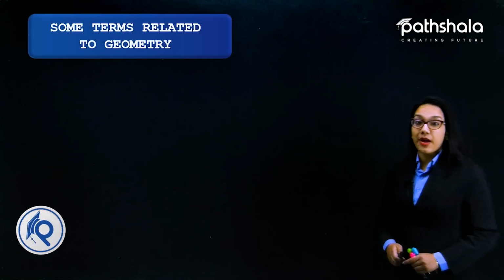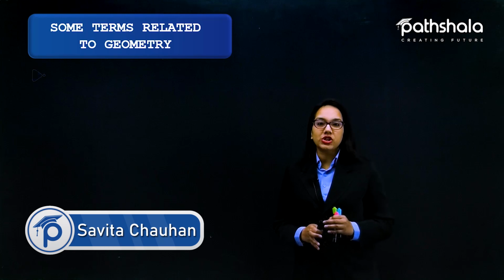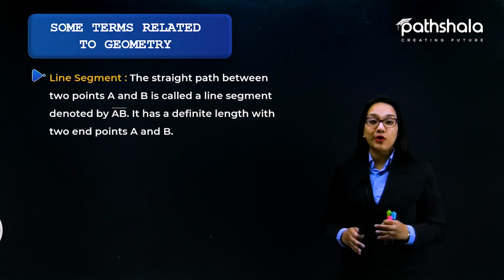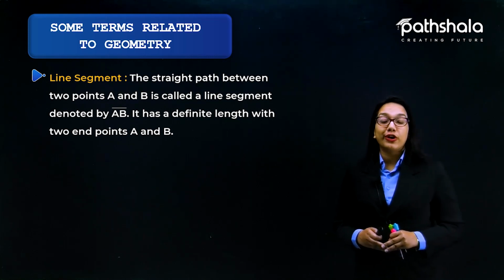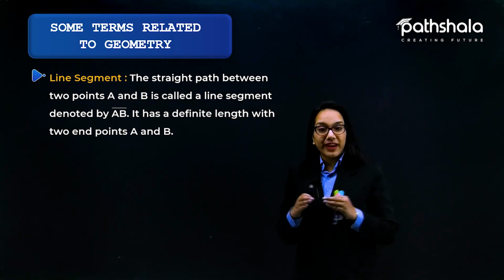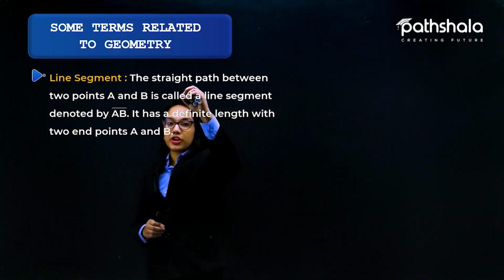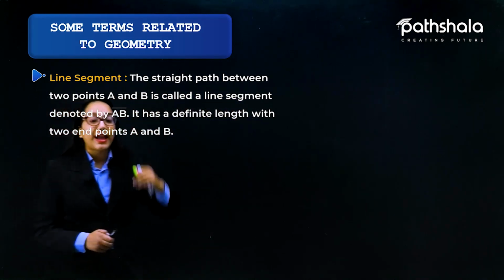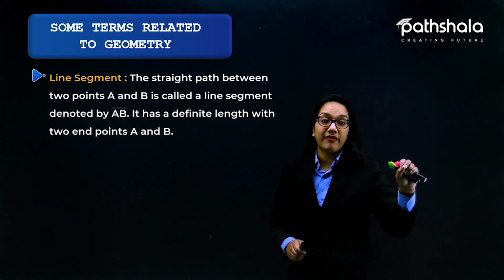Now let's see some of the terms which are related to geometry. Let's see the very first term, which is called a line segment. What is the meaning of a line segment, which is also called a terminated line in terms of Euclid's definition? A line segment is a straight path between the 2 points A and B, and it is denoted by AB with a line above it.